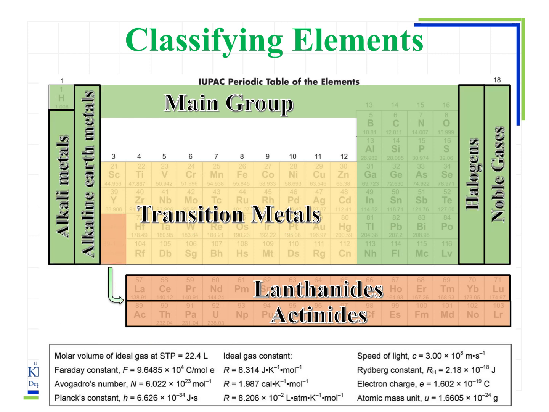In the main group, some of the groups are more important and they have a name. Okay. The first group on the left is called alkali metals. The second group is called alkaline earth metals. So you can refer to your textbook and read some of the properties of these groups.